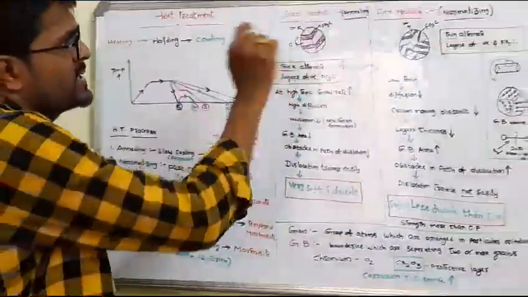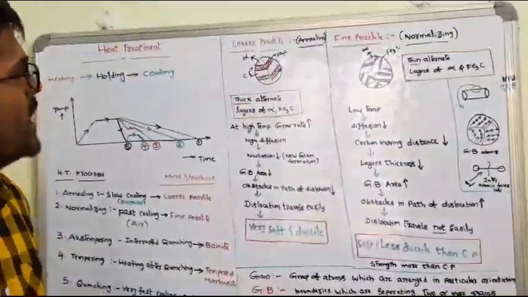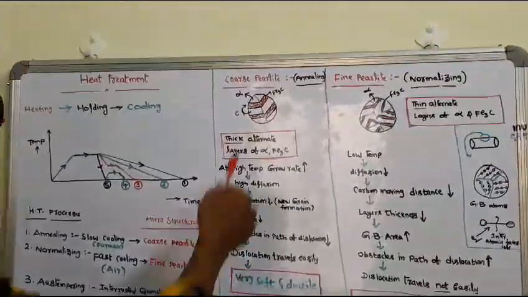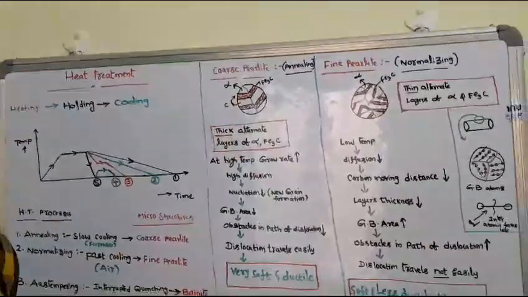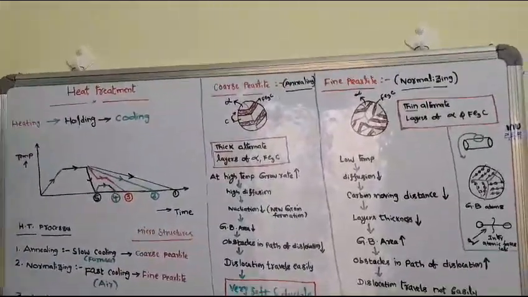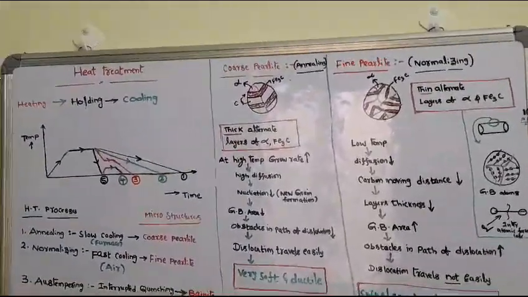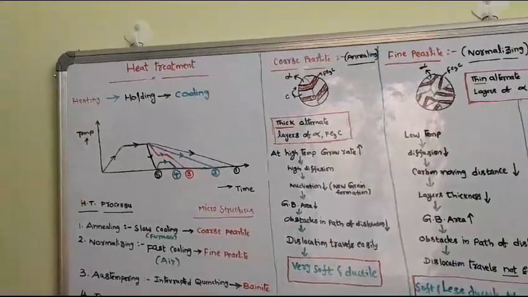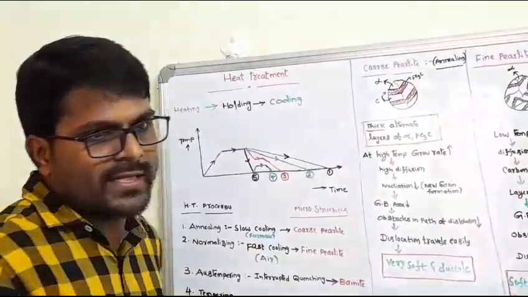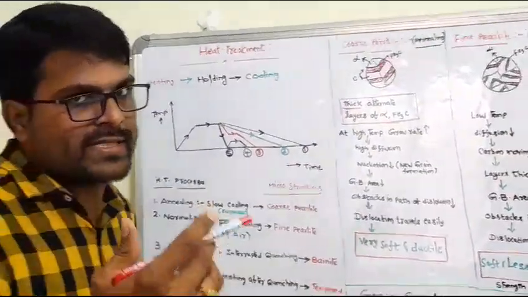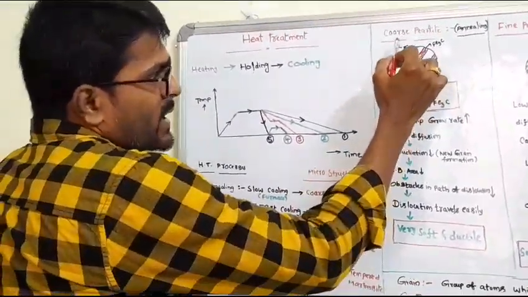The first one is coarse pearlite. In coarse pearlite, because of the annealing process, annealing means furnace cooling, the temperature is high. So at high temperatures, what will happen? The carbon diffusion rate, that is the carbon moving distance, is high. Carbon is moving fast.